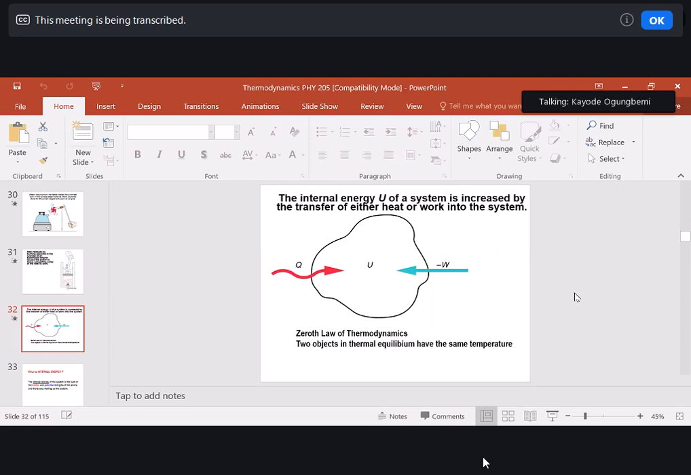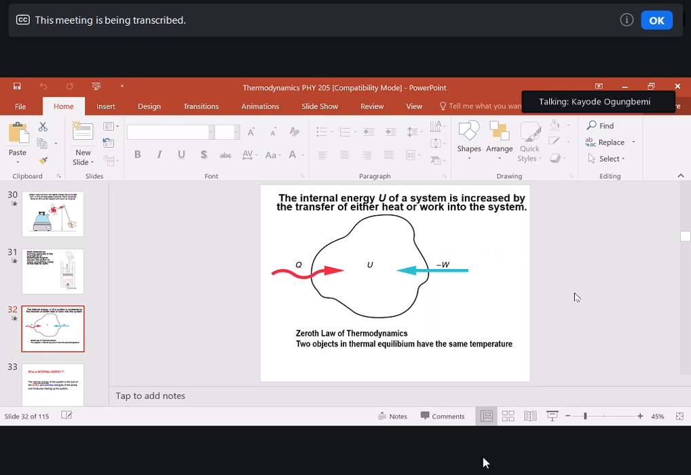So the internal energy, that is another way now. The internal energy of a system is increased by the transfer of either heat or work done into the system. In other words, if you want to increase the internal energy of a system, do work into the system or supply heat into the system, okay? So that is what the first law is talking about.